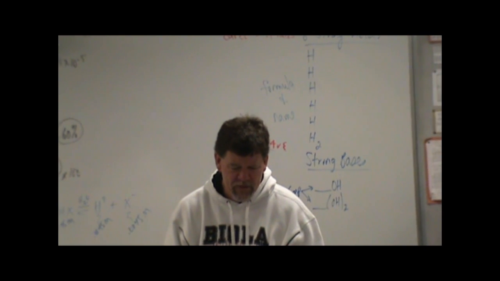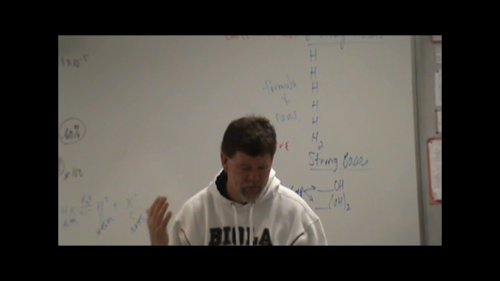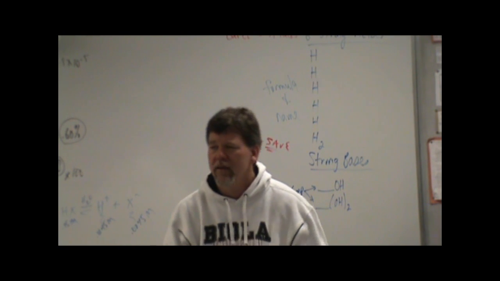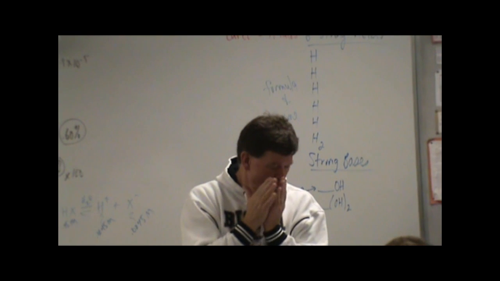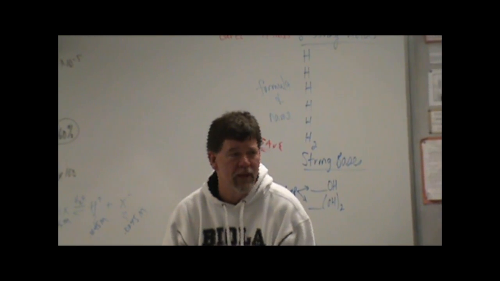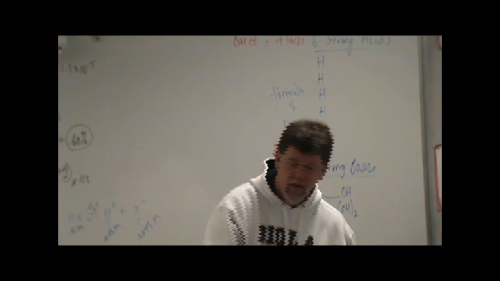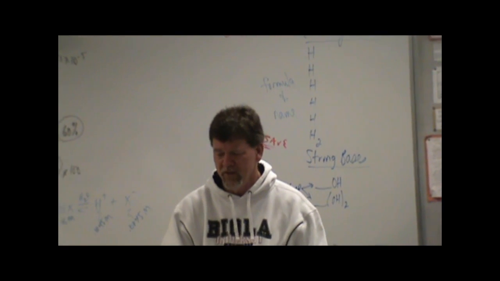Consider a 4.7 times 10 to the minus 6 moles per liter KOH solution. Why that number? I don't remember. First of all, is that a strong base? Yes, because K comes from group 1. So it says find the solution's pH.